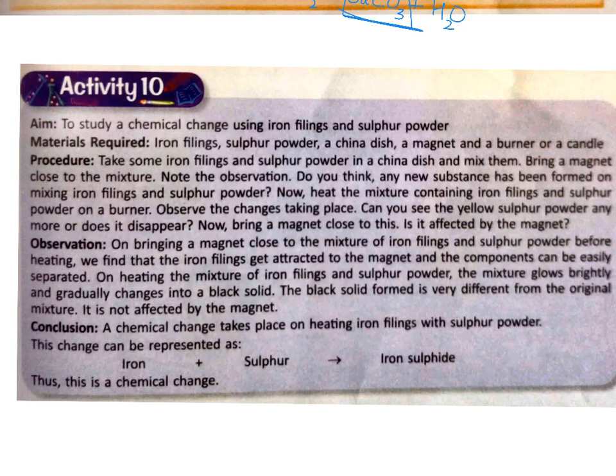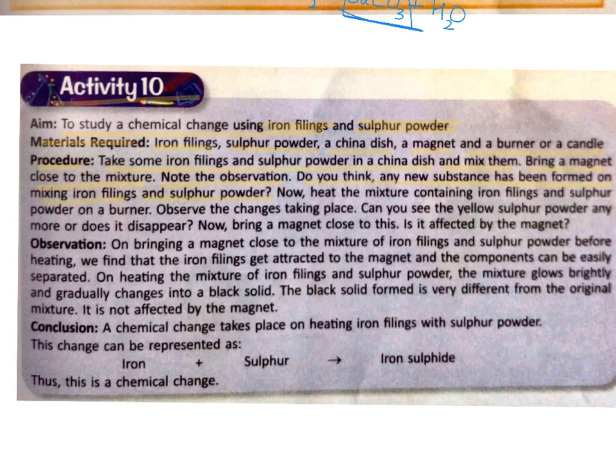Let's perform another activity. Activity 10: to study a chemical change using iron filings and sulfur powder. Materials required: iron filings, sulfur powder, a china dish, a magnet, and a burner or a candle. Procedure: take some iron filings and sulfur powder in a china dish and mix them. Bring a magnet close to the mixture. Note the observation. Do you think any new substance has been formed on mixing iron filings and sulfur powder?